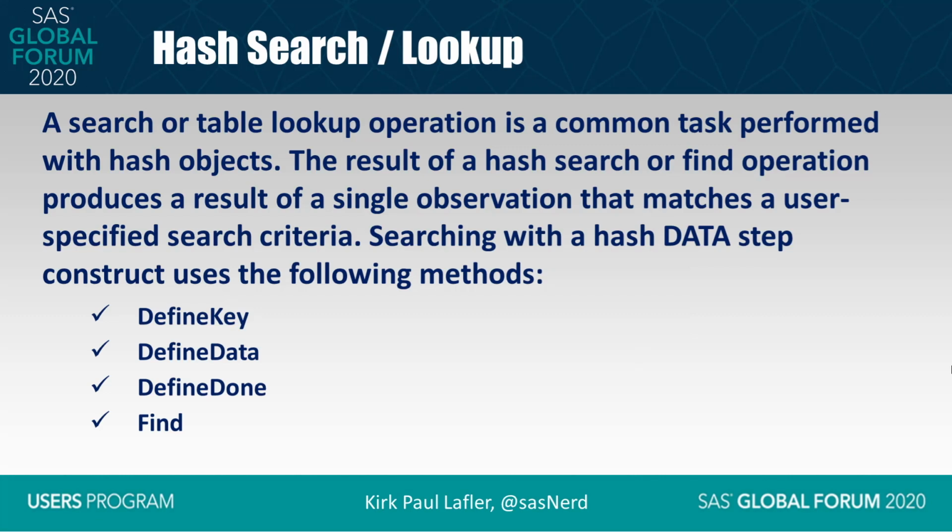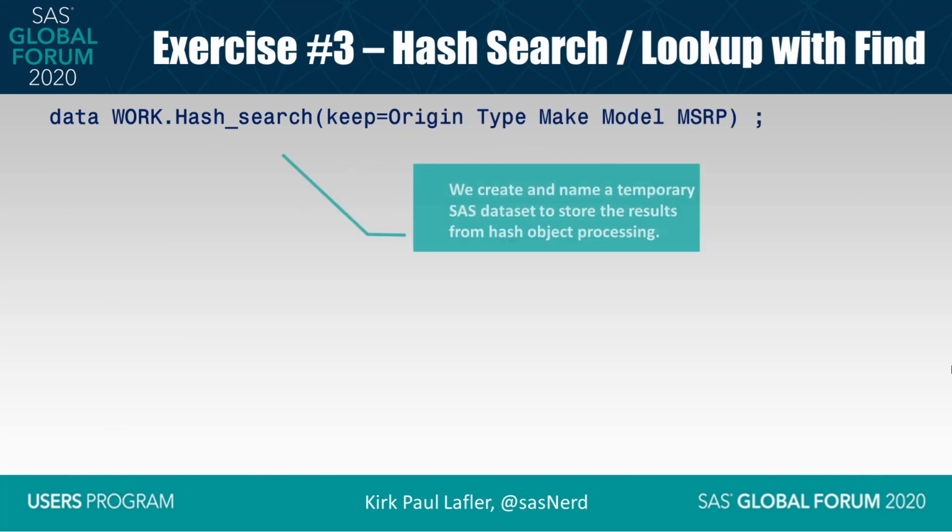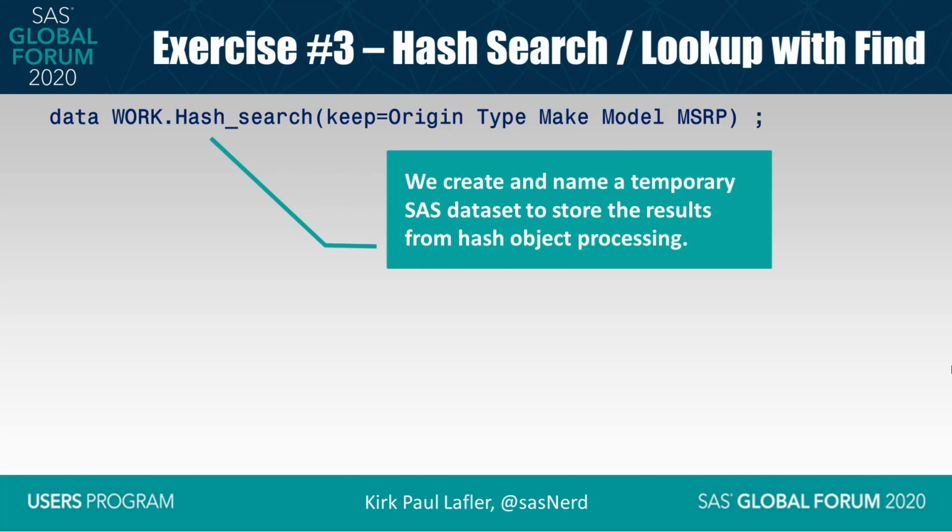Now we're going to look at how to conduct or perform a hash search or lookup. A search or table lookup operation is a common task performed by hash objects. The result of a hash search or find operation produces a single observation that matches a user-specified search criteria. The following methods will be used: define key, define data, define done, and find. In exercise 3, I'd like for you to start entering this code.